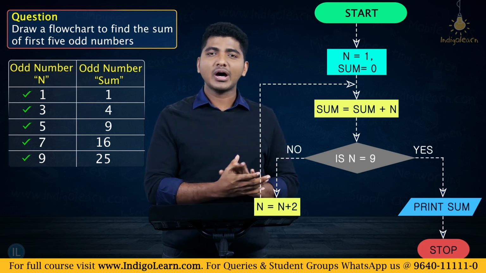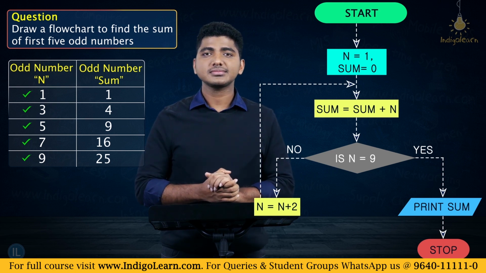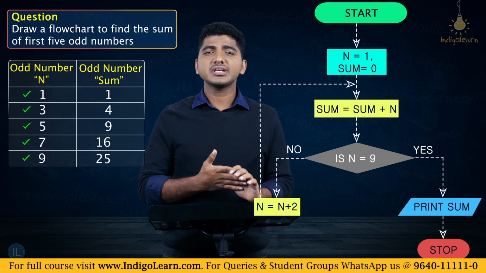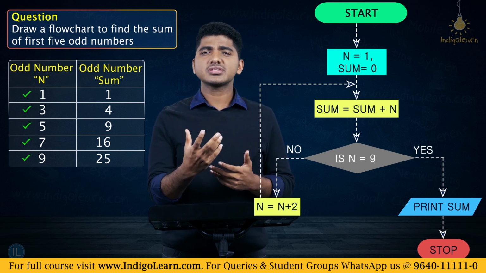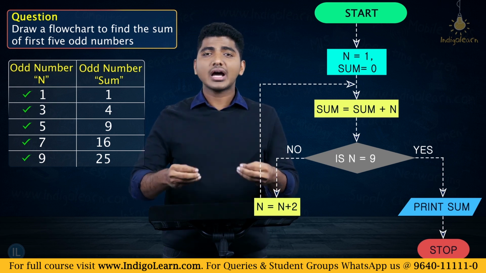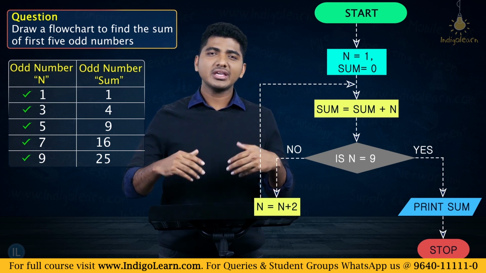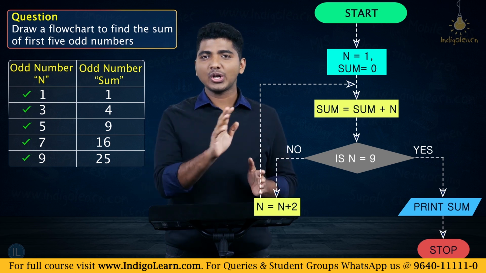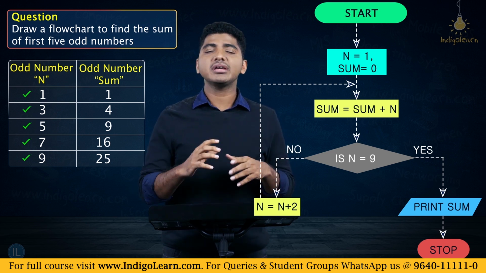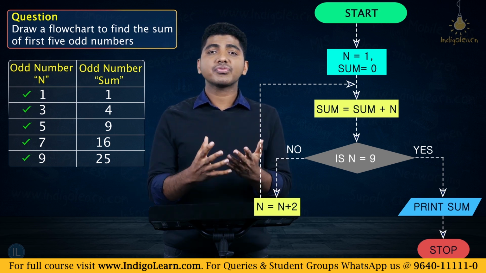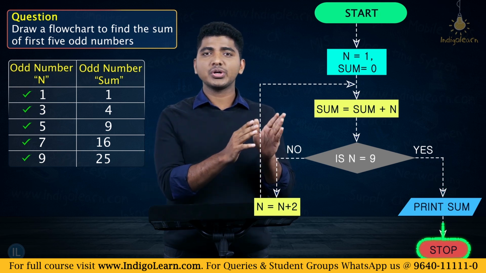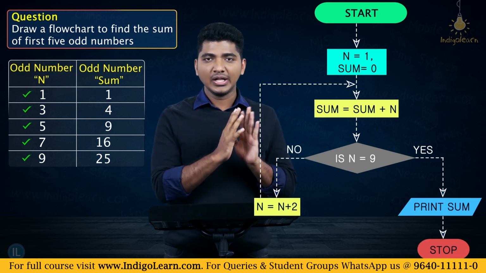So this is an example of how a flowchart will function. They may ask in an examination hall, find the sum of first 5 odd numbers. They may change it to find the sum of first 10 odd numbers, or find the sum of first 100 odd numbers. They may keep on changing the numbers, but your flowchart will not vary. The only thing that will change is your decision. Here, whenever I am asking find the sum of first 5 odd numbers, I am asking whether n is equal to 9. The moment n becomes 9, I am going to stop the loop.